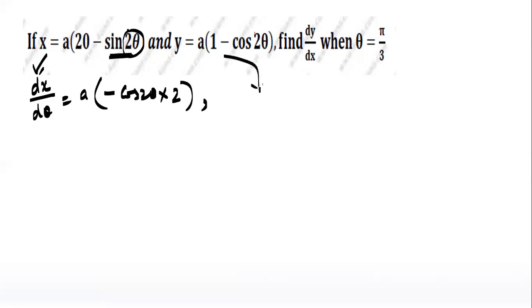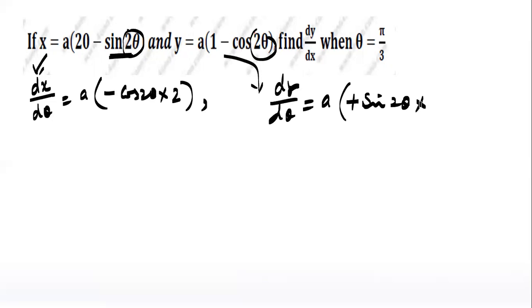Similarly, from here dy over d theta: a as it is, derivative of 1 will be 0 minus derivative of cos 2 theta. Derivative of cos theta is minus sine theta. So minus minus will become plus sine 2 theta, and derivative of 2 theta will be 2 again.